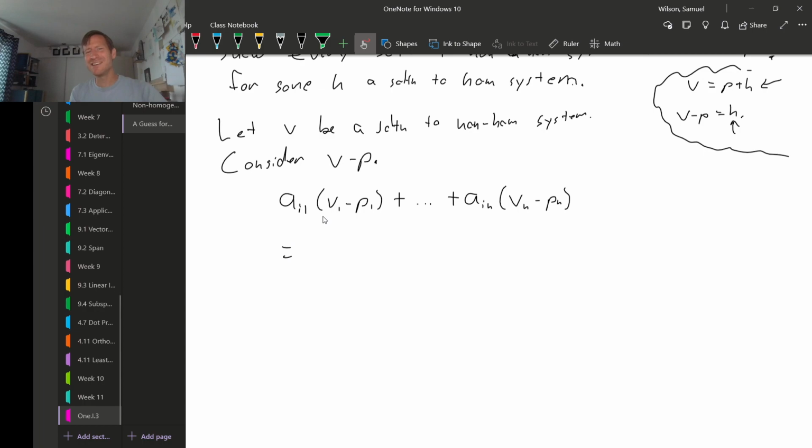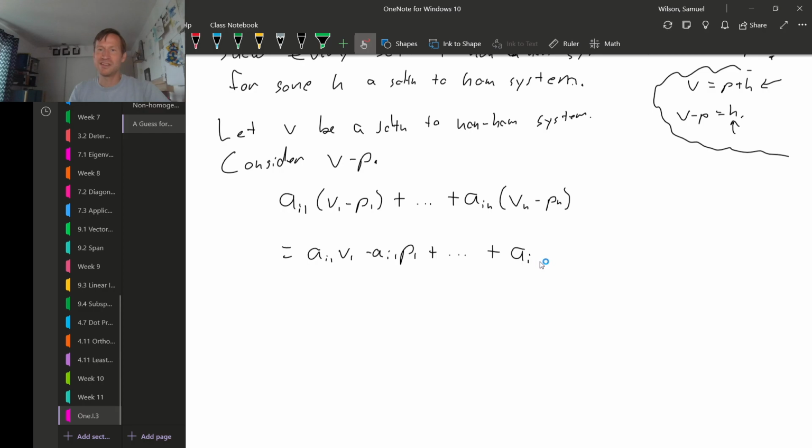Well, you can kind of see we're in a similar algebraic situation to where we were earlier. We don't have that many things to do. All we can try is distributing the a's, and then regrouping. So let's do that. We get ai1 v1 minus ai1 p1 plus, and so on, down to ain.